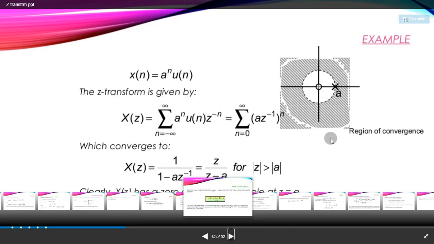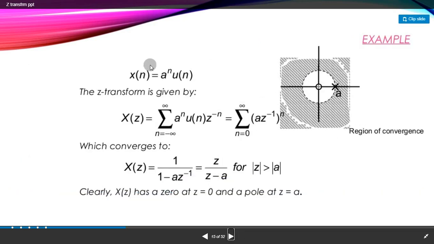Now how it works: let's suppose this is a specific discrete time signal, a to the power n u of n, a simple signal. So the Z transform of that signal x of n is given by putting the value of x of n in this spot, giving a to the power n u of n z to the power minus n. As this is a step function, the limit of the sum will be n equal to 0 to infinity of a times z to the power minus 1, whole to the power n.